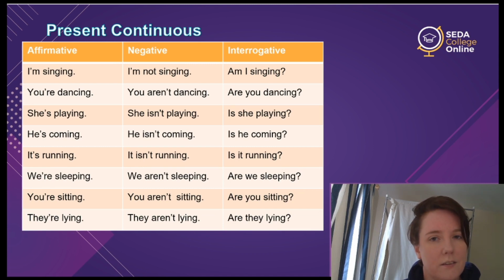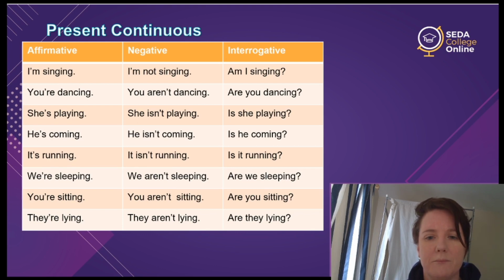And again, like yesterday, we went through all of these. Remember, you are. You aren't dancing. Are you dancing? She's playing. She isn't playing is the negative. She is not. You can also say she's not playing as well. Is she playing? He's coming. He isn't coming. Is he coming? It's running. It isn't running.